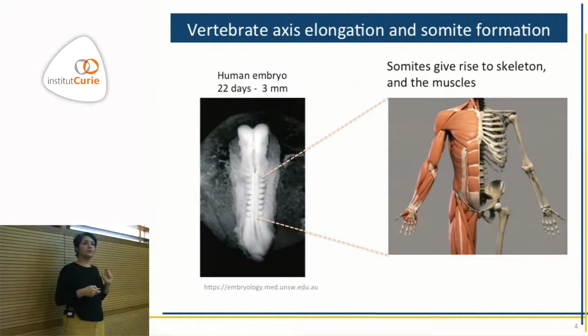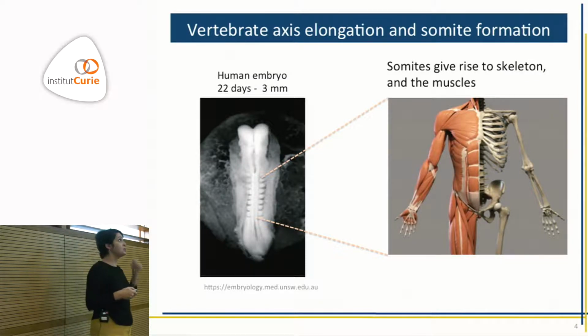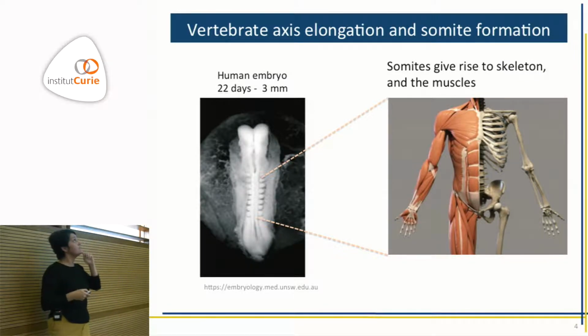So why are we interested in studying the axis elongation in vertebrates? This is the embryo of a human at 22 days. So it's quite small, it's like 3 millimeters. And during the elongation stage of the embryo, another process happens that is called somitogenesis.